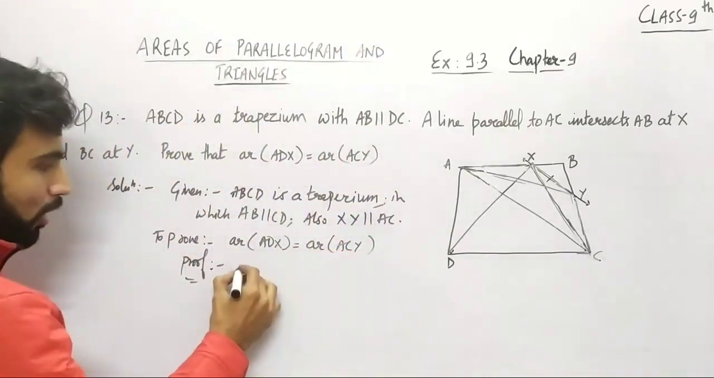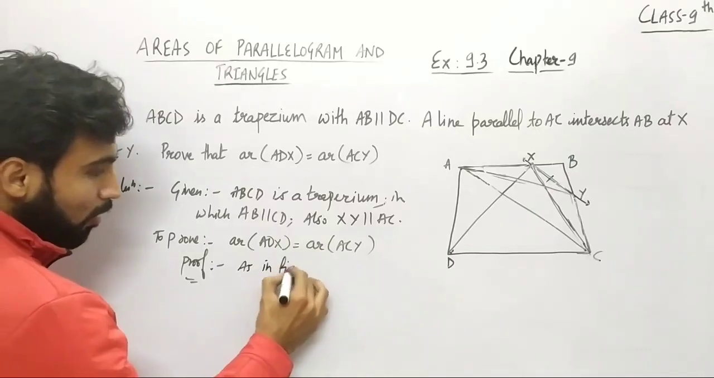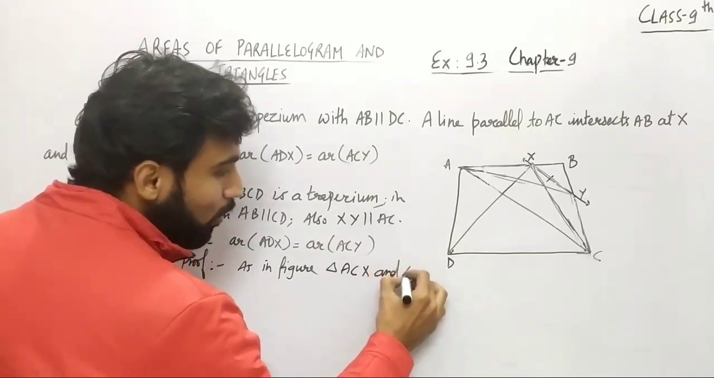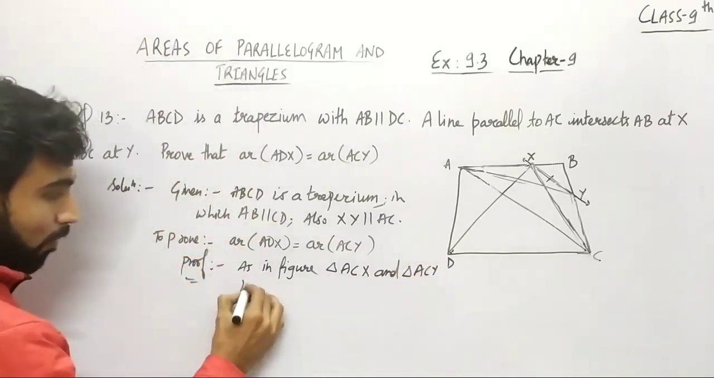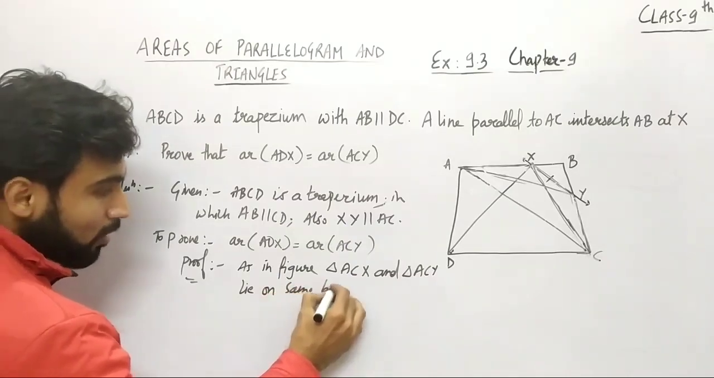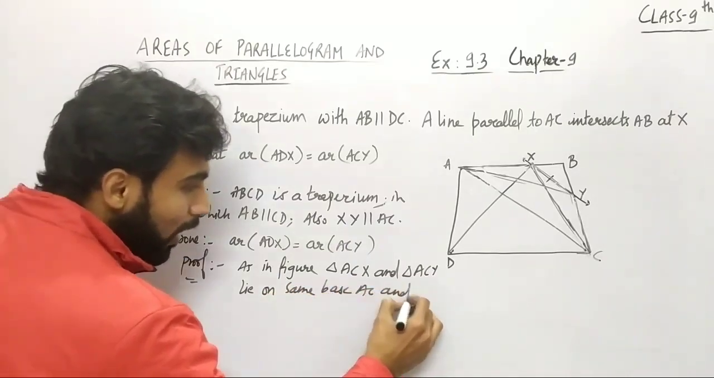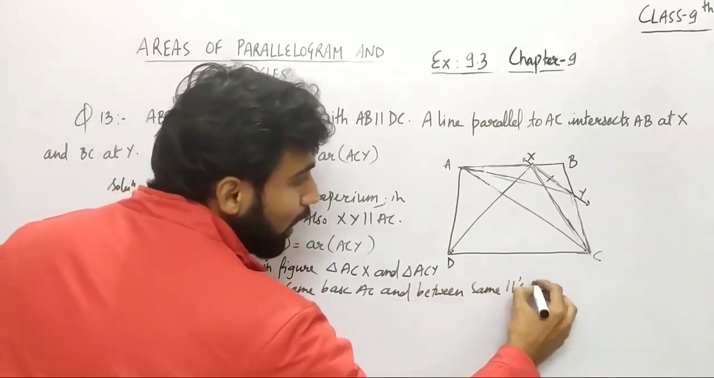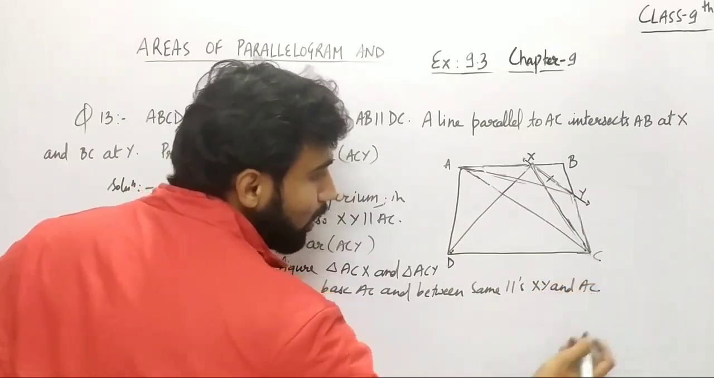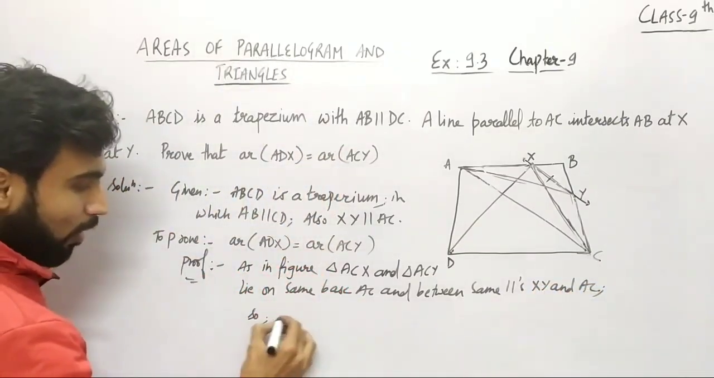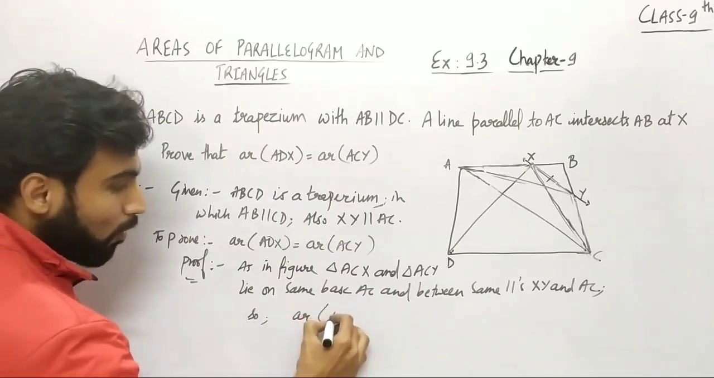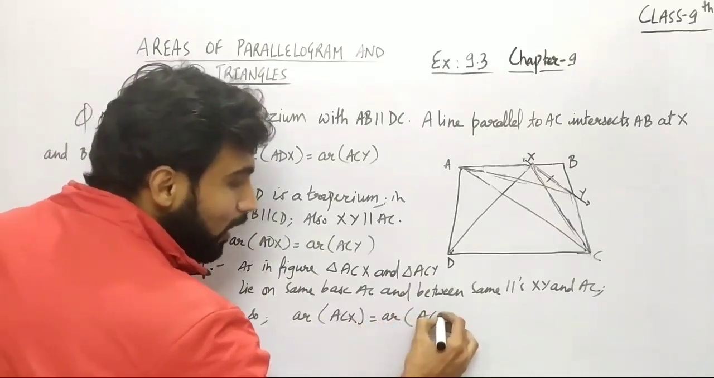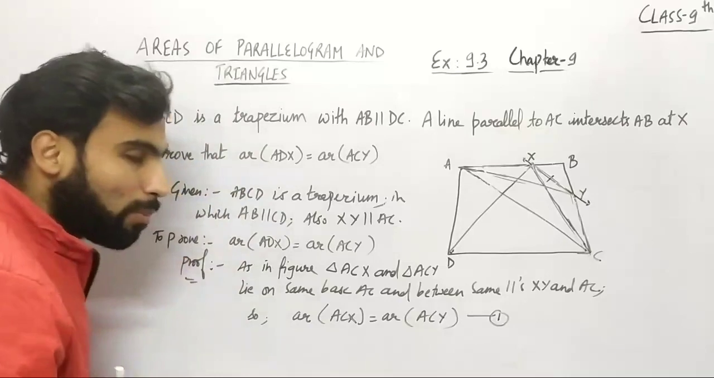So starting off my solution: as in figure, you can see triangle ACX and triangle ACY lie on same base AC and between same parallels XY and AC, right? So we can write that area of triangle ACX is equal to the area of triangle ACY, right? So let me just give it equation number first.